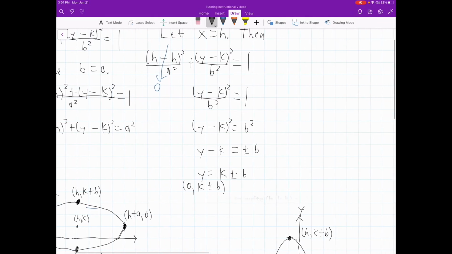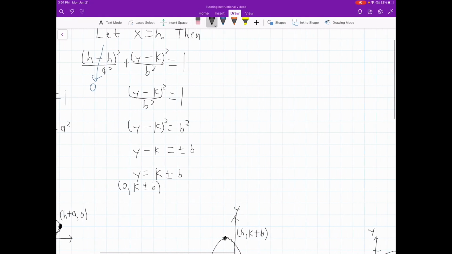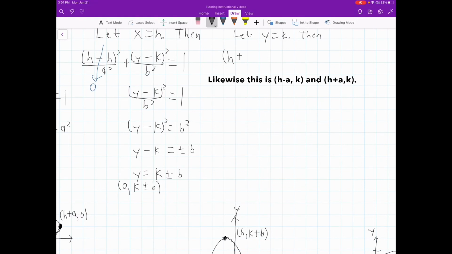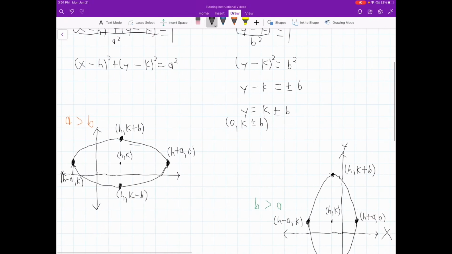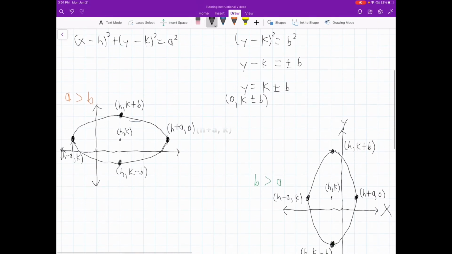And then the other 2 points we would get by letting y equal k. And if you did the algebra, it's very similar to what I did, just with the x's instead of the y's. You would get the 2 points h plus or minus a, comma k. You can check that for yourself if you want. Okay, so we know these 4 points are going to be on any ellipse centered at h comma k, and sure enough, as I drew below, they are.